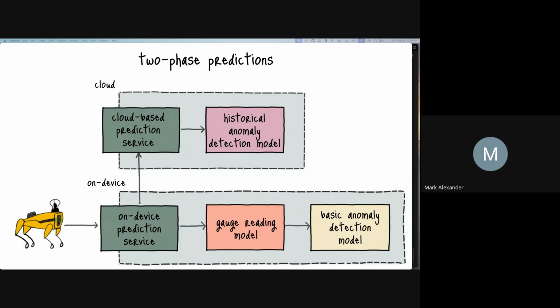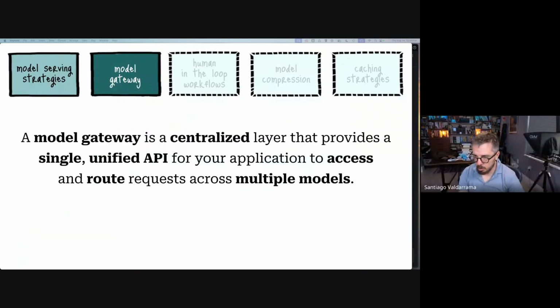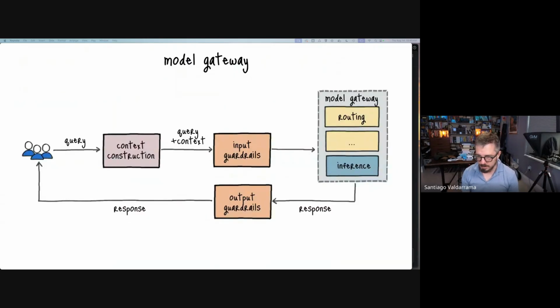Okay. Cool. All right, so let's talk about the model gateway right now. So we already saw model serving. If you have any other questions about model serving and how you serve those predictions, just ask them in the Q&A. Let's talk about the gateway. The gateway is a very common pattern where you create a unified API and put all of your models behind that API. Okay, so it's going to look something like this.